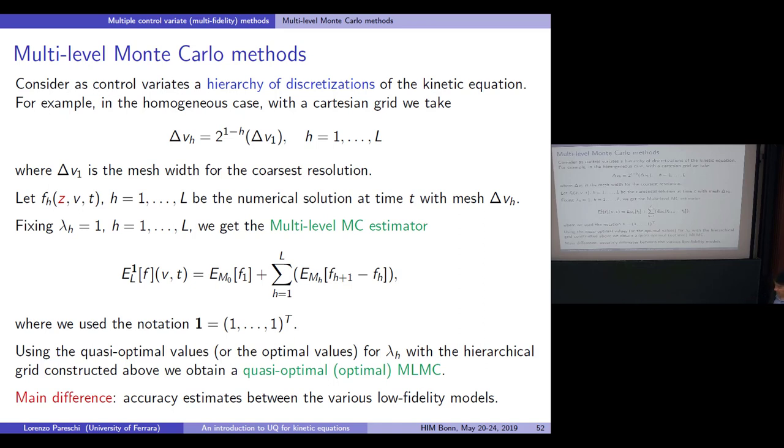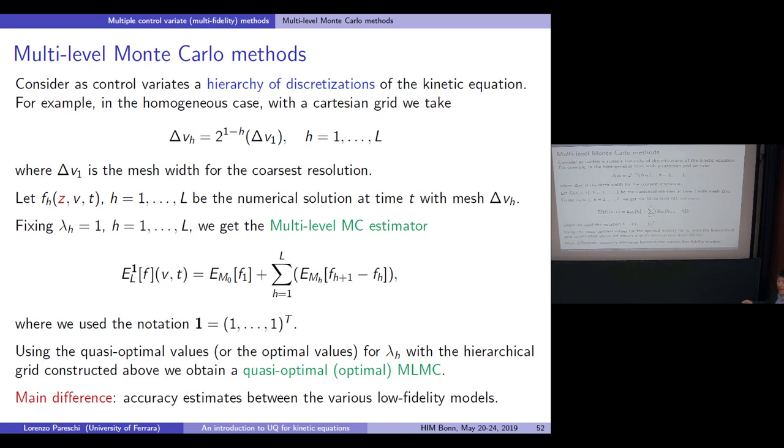In multi-level Monte Carlo, the idea is the following. There is no reason why you shouldn't just use a numerical method as a source of control variate. So basically, as control variate, you consider a hierarchy of discretization. Of course, if you change your discretization parameter, for example, you take a finer mesh for a given model, then the computational cost will increase and you expect your method to be more accurate, okay?